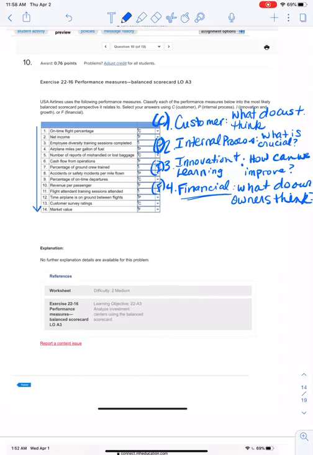Now, for the revenue per passenger, what we're going to look at here is revenue per passenger is definitely another financial metric. It's dealing with revenue. Revenue is on the income statement. Very direct correlation right there. Now, for the next one, flight attendant training sessions attended. Well, this is once again going to be innovation and learning. So pretty much anytime we see the phrase training, we're going to assume this is a key word for this innovation and learning that we're talking about here.